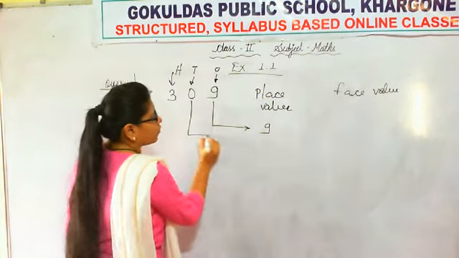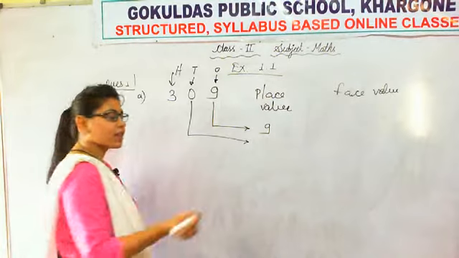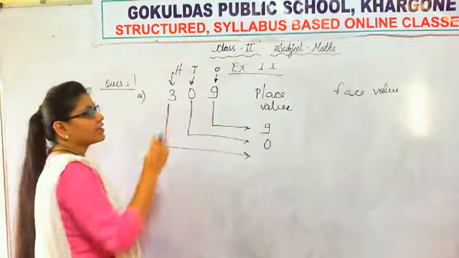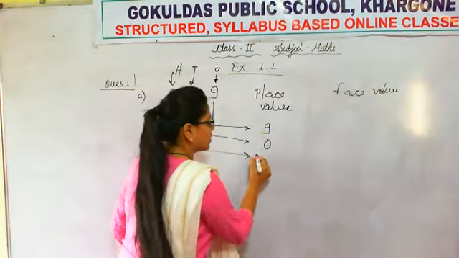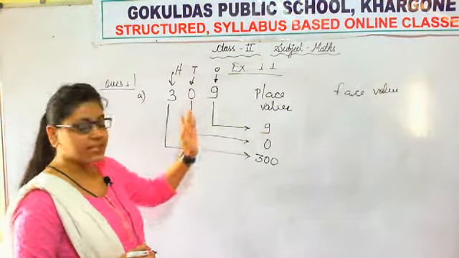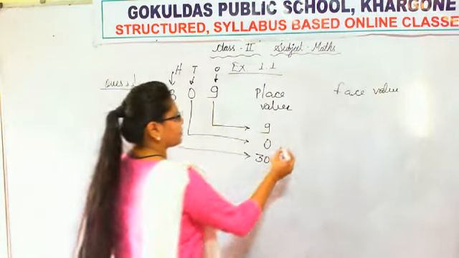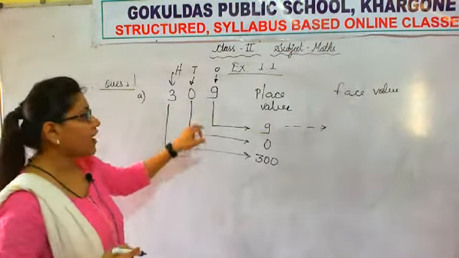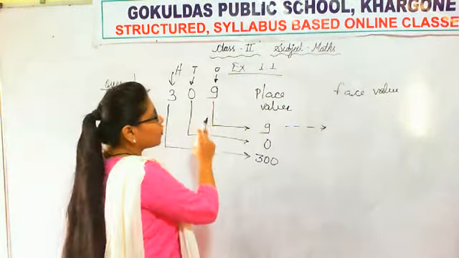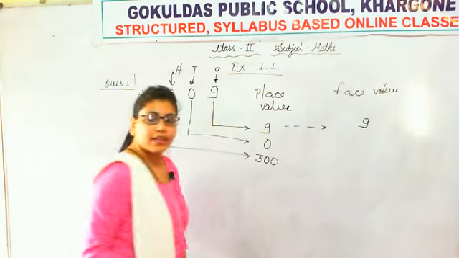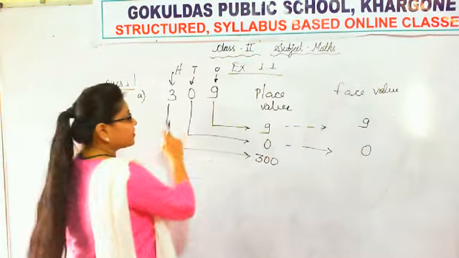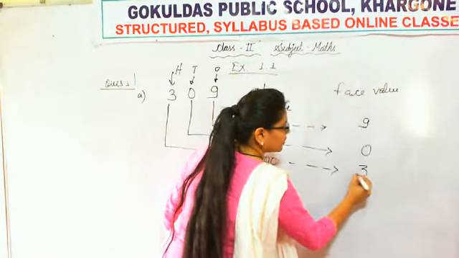Now place value of 0. 0 tens means 0. Very good. And 3 into 100, 3 hundreds. What will we get? 300. So this is how we get the place values. Now for face value. Face value of 9. Face value is the digit itself, irrelevant of its position. So the face value of 9 here is 9. Now face value of 0 is 0. Face value of 3 is 3.